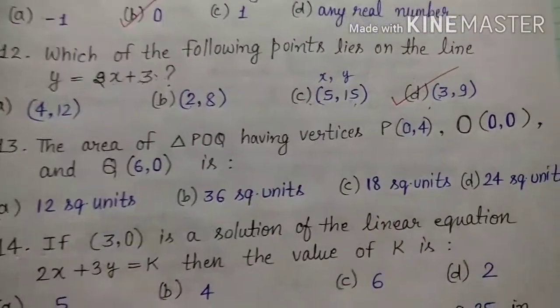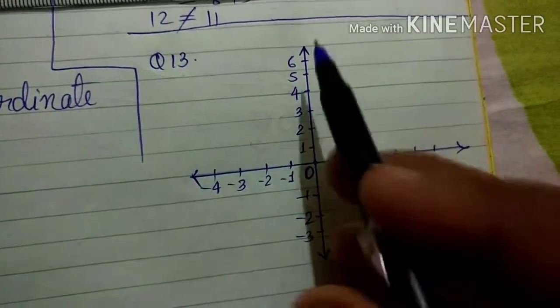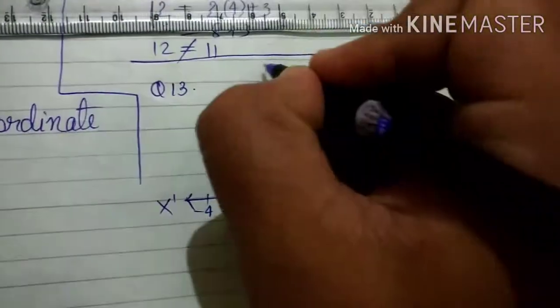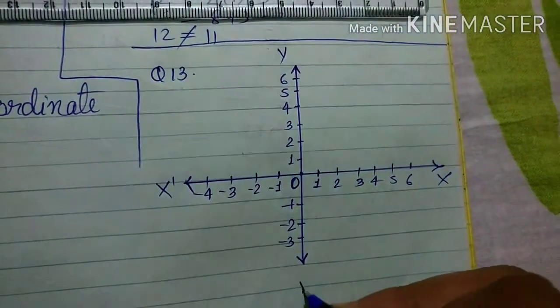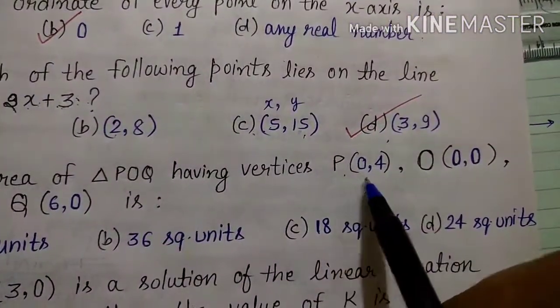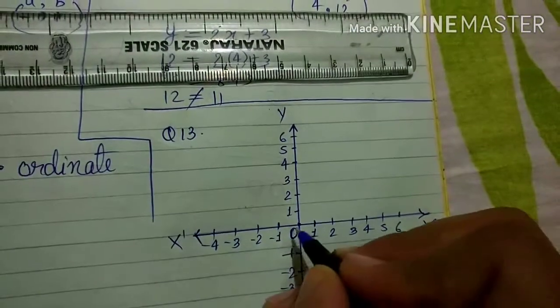So roughly you can draw the figure in your copy like this. You can draw a rough figure. Okay, x-axis, x dash and x-axis, and this is y-axis. Okay, you have drawn. Now what they are saying, just locate the points. Locate first, point P, 0 comma 4.